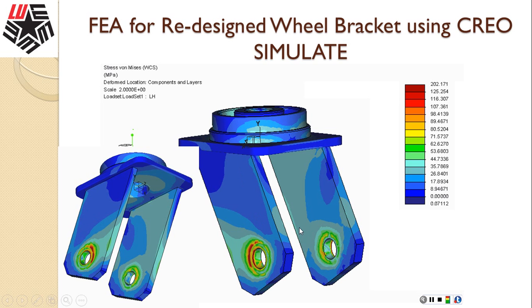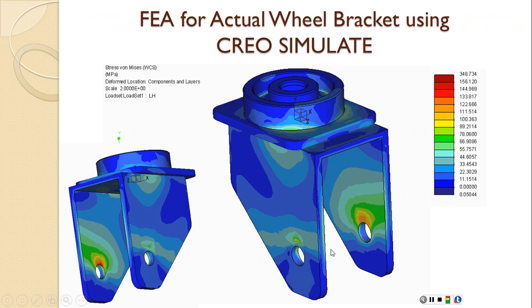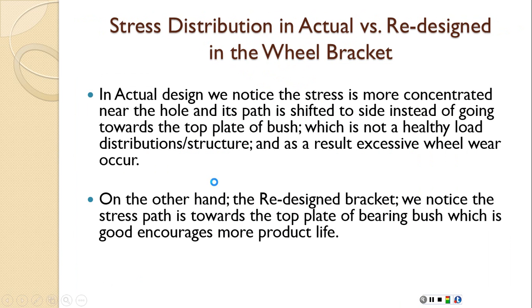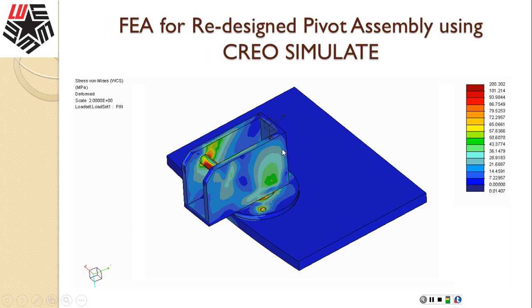So when you apply a load on that, where the load pin will be coming through these two holes, and here's the actual design, and you see how it's drifting to the right. I was able to reach this conclusion, which is in the actual design we notice that the stress is more concentrated near the hole, as I showed you, and it's basically shifting to the side instead of going towards the top plate.